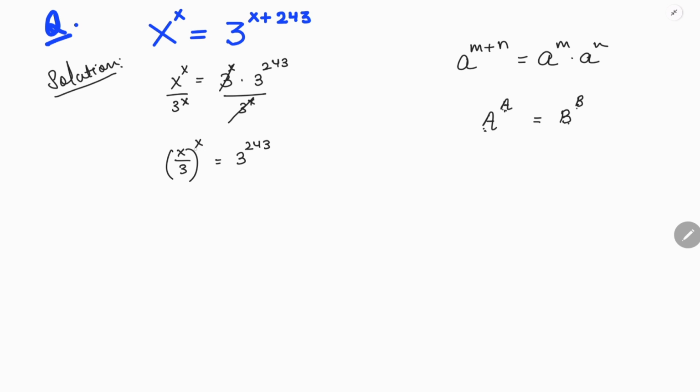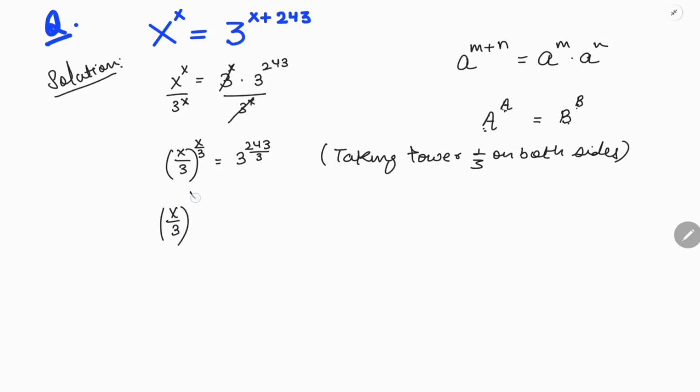So what if I take power 1 by 3 on both sides, okay, and you can write it here in the bracket. So taking cube root or power 1 by 3 on both sides, right? What will you get here? Left hand side we do not need to touch now. This is a raised to power a. And on right hand side we need to work. This is 3 raised to power 81.